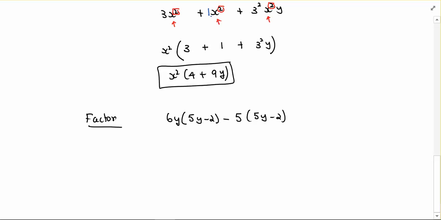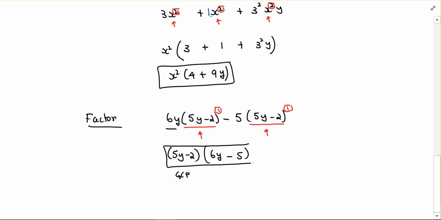There is no y in common either amongst these two, so the only thing they have in common is this, and so the highest power is a 1, so the GCF is 5y minus 2. That's the GCF. Okay. And so what's left? Well, what's left would be a 6y minus 5. That's the answer. 6y minus 5.